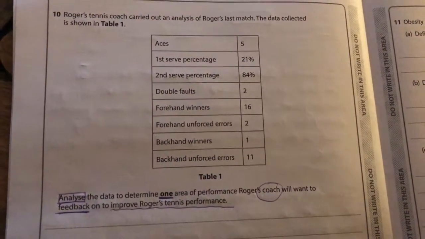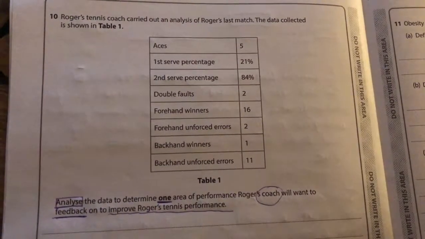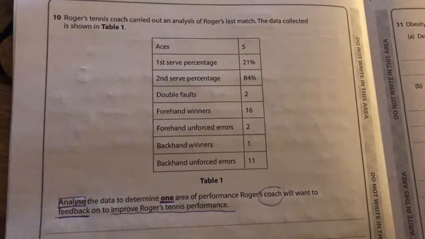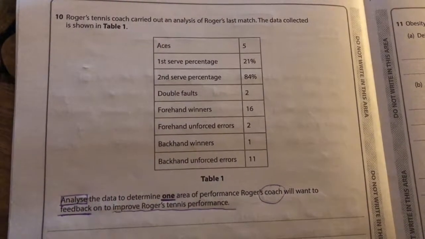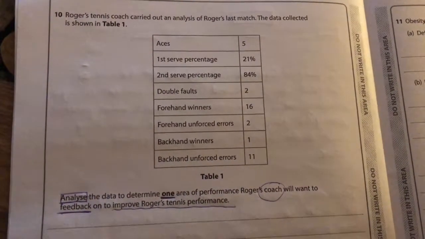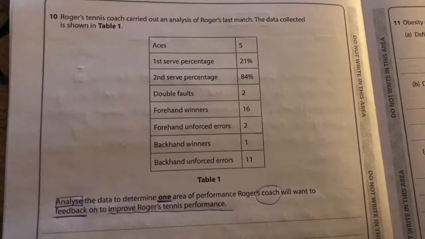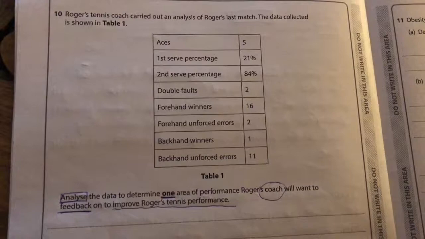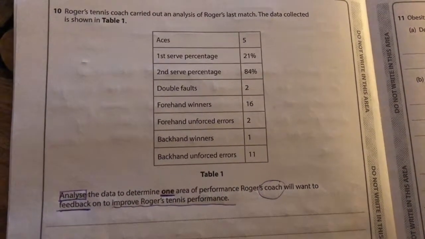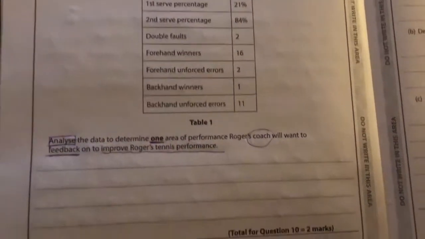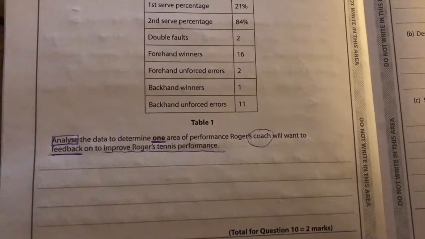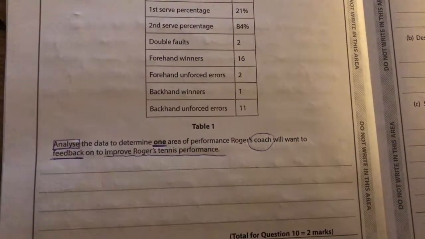Now the question itself is again looking at analysing data. Analyse the data to determine one area, not 2, not 3, not try a few and see if that works. One area of performance Roger's coach, not Roger, Roger's coach will want to feedback on to improve Roger's tennis performance overall. And we can see that this is worth 2 marks. So we're analysing data to suggest something to improve.